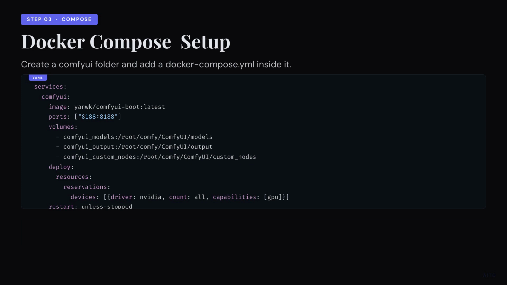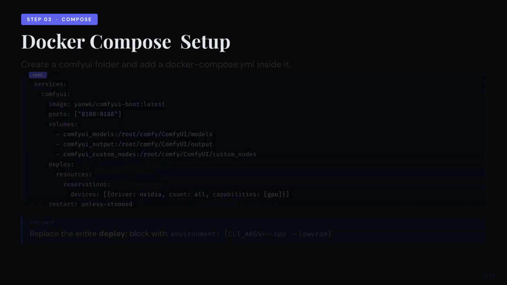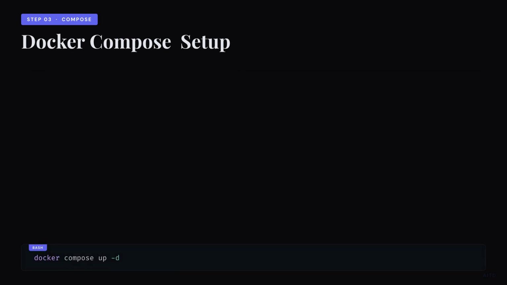If you are running CPU only, replace the deploy block with an environment variable CLI_ARGS equals --cpu --lowvram. Start ComfyUI with docker compose up -d. To update to the latest version later, run docker compose pull, then docker compose up -d again. Your models and custom nodes are stored in named volumes, so they survive every update.